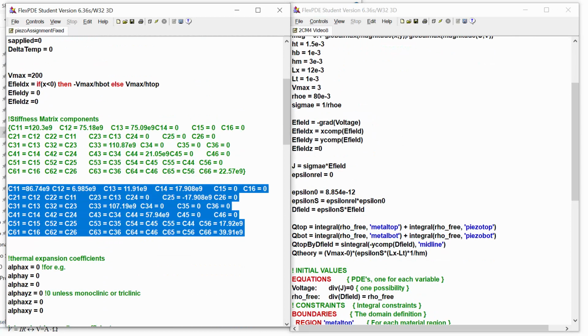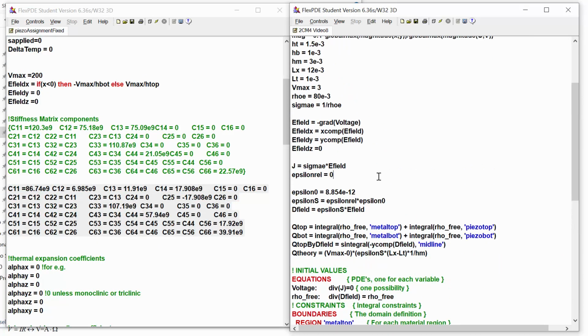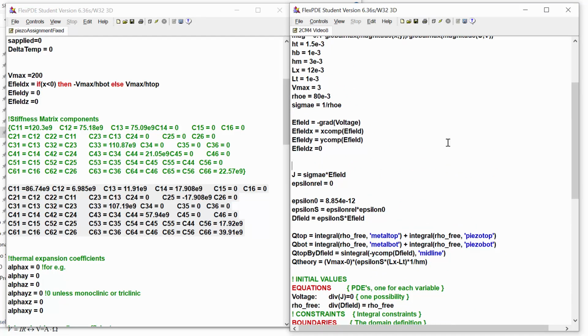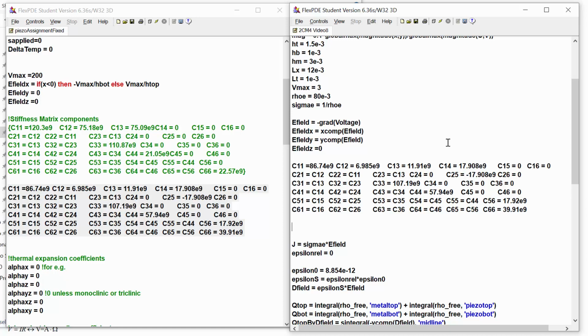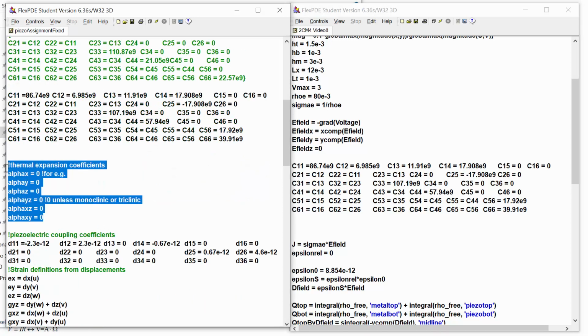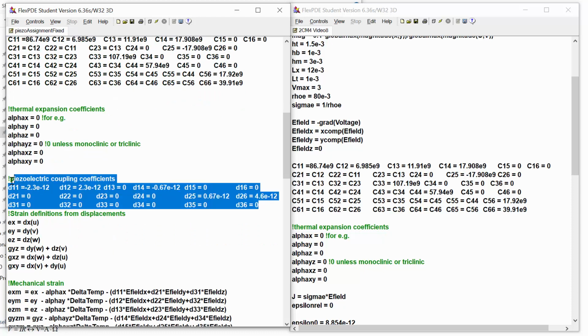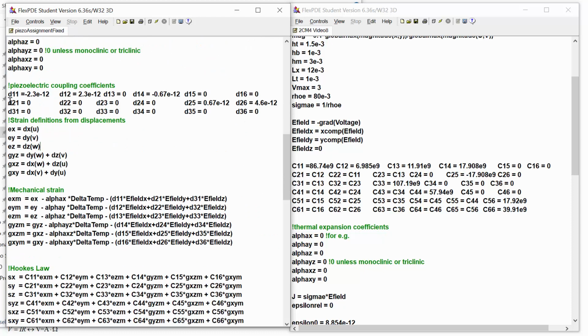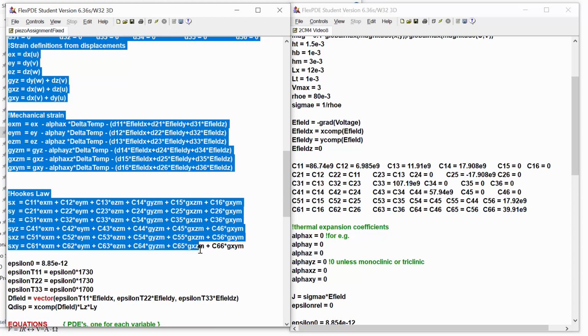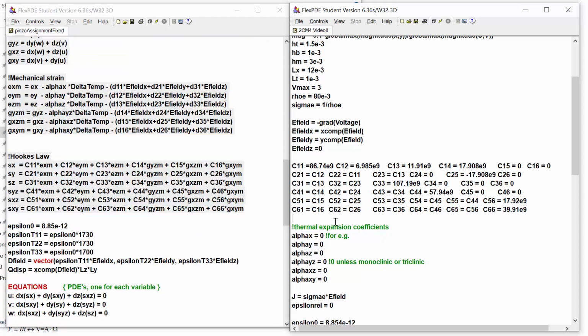We will need a set of stiffness matrix components. Let's see, where do we put that in? Sure, why not right here? Then thermal expansion stuff, which for now can be 0. And then some piezoelectric coupling coefficients. Strain, mechanical strain, Hooke's law, that looks all good.